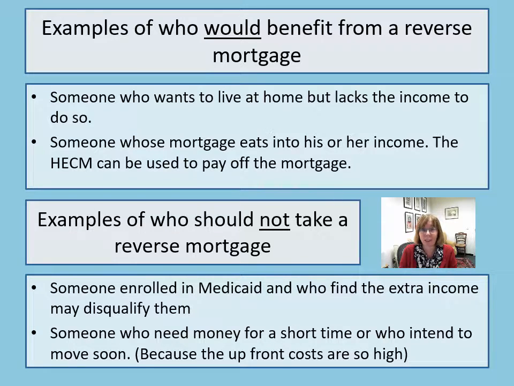Somebody who is already enrolled in Medicaid, because the house doesn't count against Medicaid eligibility, but if you monetize the house, you're suddenly disqualified. Or someone who only needs money for a short time, so then the closing costs are too high for that.